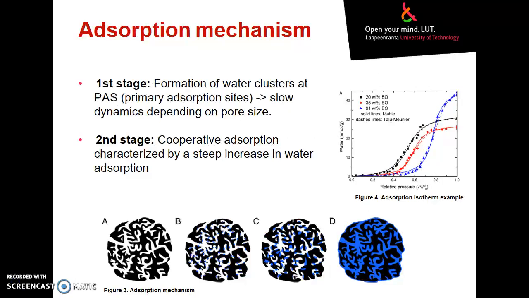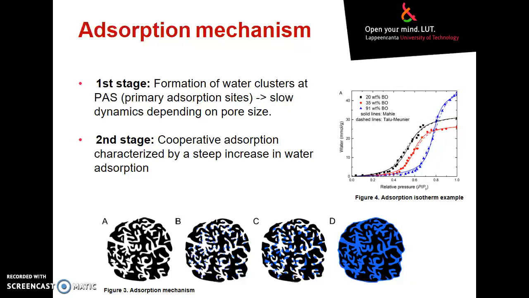So the adsorption mechanism happens in two stages. In the first stage, represented in figures A and B, we have the formation of water clusters that are called primary adsorption sites. These have slow dynamics because they depend on the pore size. After that we have the second stage, represented by figures C and D. Here we have a cooperative adsorption where the initial primary adsorption sites merge, filling all the pores. This step is characterized by a steep increase in water absorption.